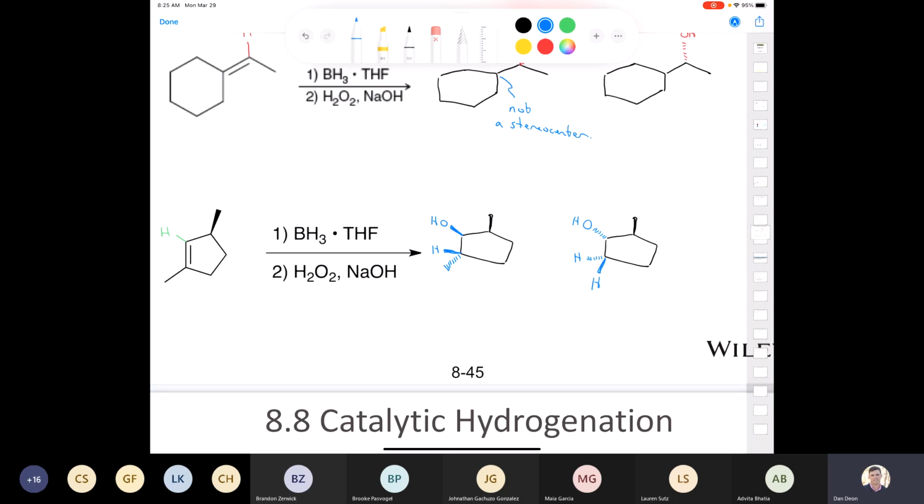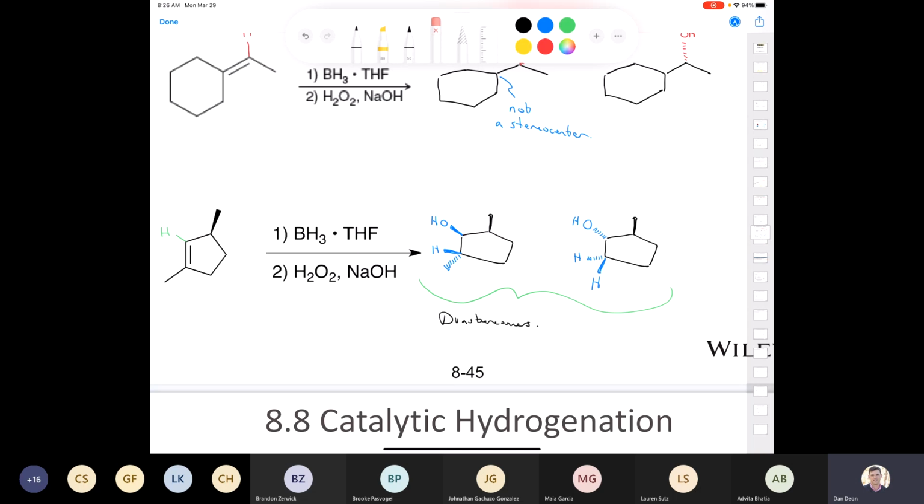Could anybody tell me what the relationship between these two molecules is based off of what we learned in chapter 5? What's the relationship between these two compounds? They're not superimposable mirror images. They're not mirror images of one another, are they? But they're non-superimposable. So they're stereoisomers that aren't enantiomers. Therefore, they are diastereomers. Okay, these are diastereomers of one another.